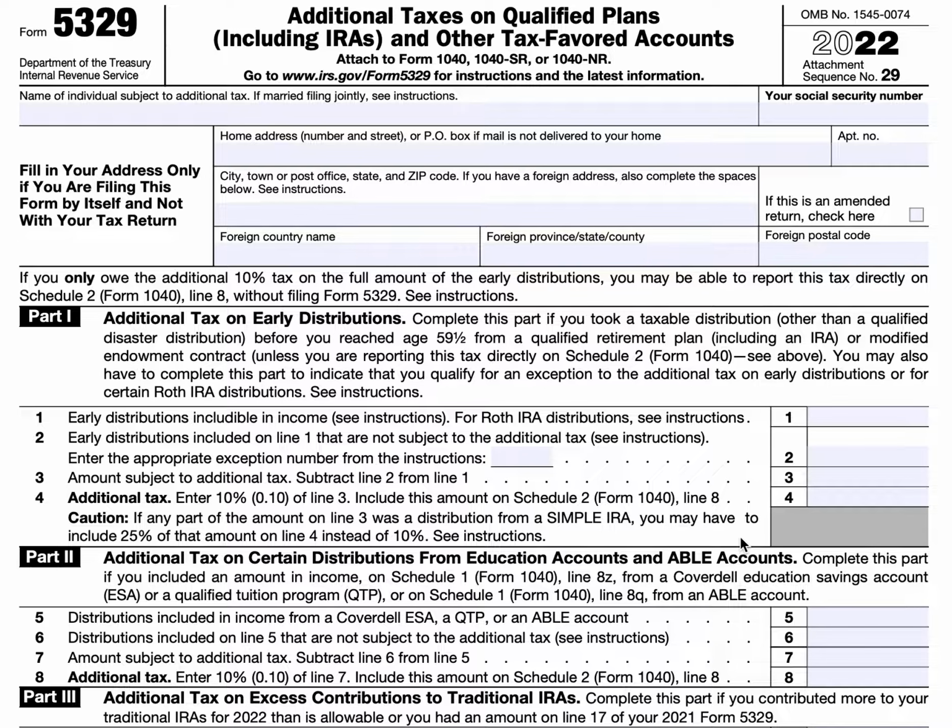5. The contributions for the tax year for your traditional IRAs, Roth IRAs, Coverdell ESAs, Archer MSAs, HSAs, or ABLE accounts exceed your maximum contribution limit, or you had a tax due from an excess contribution from your prior year's form. And finally, you did not receive the minimum required distribution from your qualified retirement plan.